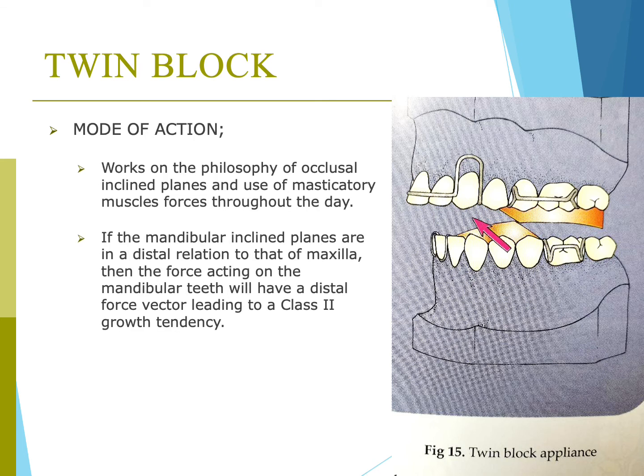How does the twin block work? Now we will look into the mode of action of the twin block. The twin block works on the philosophy of occlusal inclined planes and the use of masticatory muscle forces throughout the day. If the mandibular inclined planes are in a distal relation to that of the maxilla, then the force acting on the mandibular teeth will have a distal force vector, leading to a class 2 growth tendency.